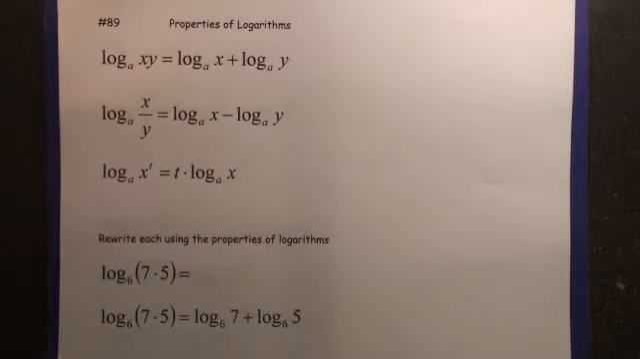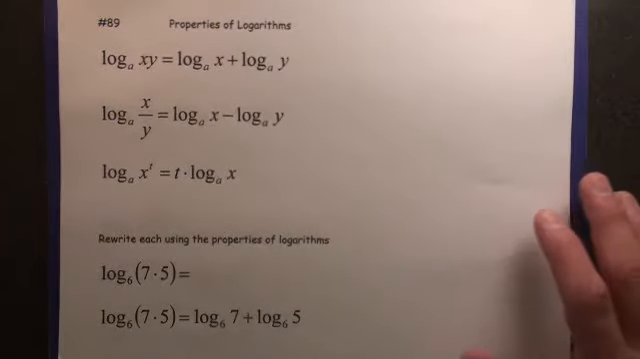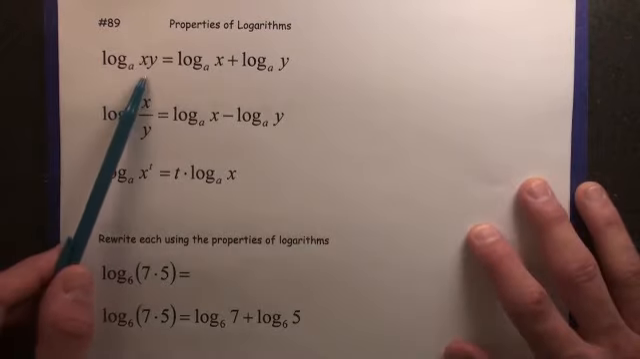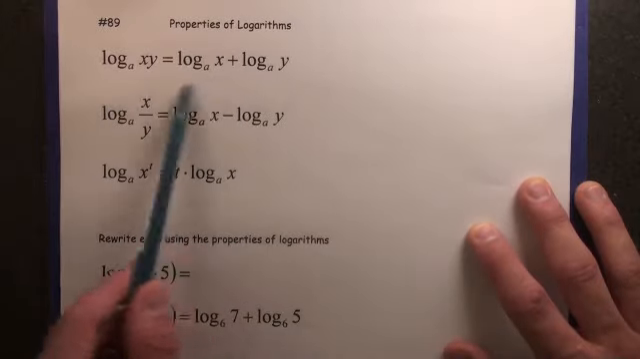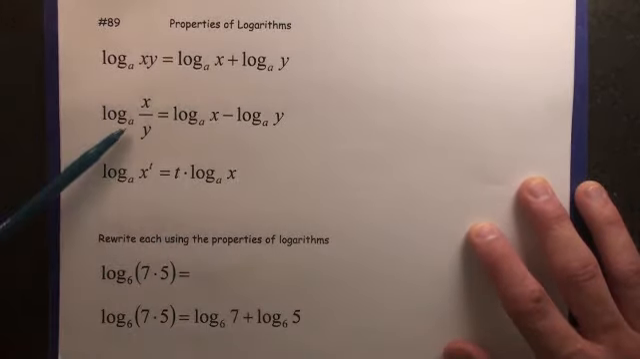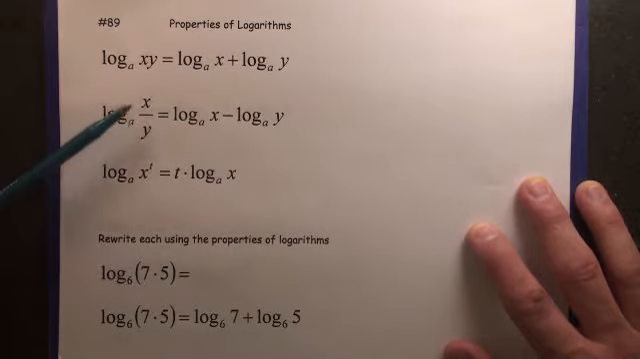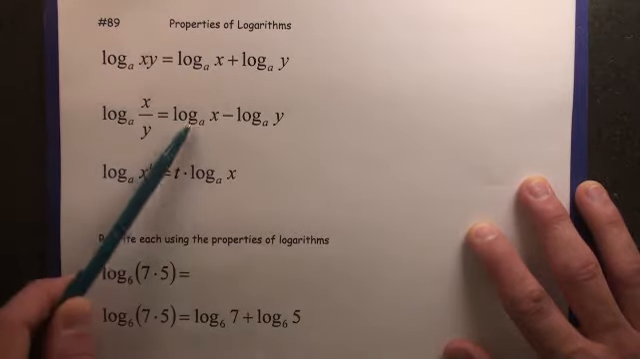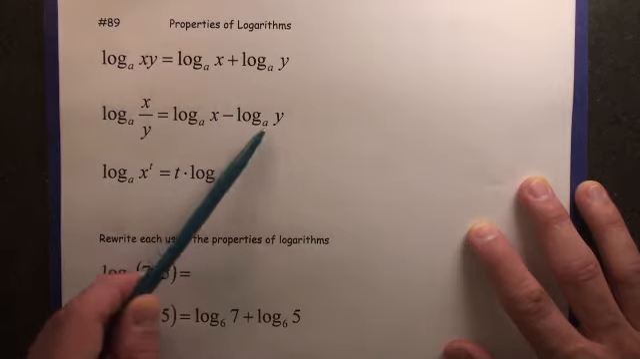Number 89, properties of logarithms. If we were to take one log with a multiplication, we could rewrite it as two different logs being added together. Same thing with division. If you had log base a of x over y, you could write it as log base a of x minus log base a of y.